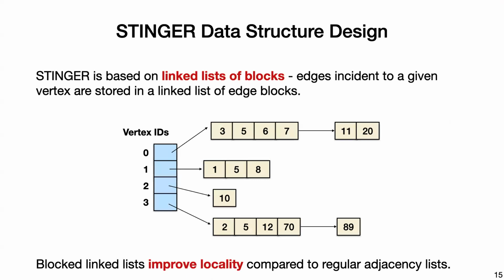The high level design is that it is based on linked lists of blocks. It's like an adjacency list, but rather than having one edge per linked list node, you coalesce the nodes into blocks like you would in a B tree, but instead it's a linked list. Edges incident to a given vertex are in this block linked list. For example, the neighbors of vertex 0 are 3, 5, 6, 7, 11, and 20. Block linked lists improve locality compared to the regular adjacency list because you have more spatial locality. You get more elements per cache miss.